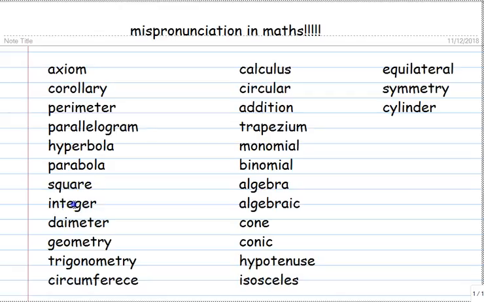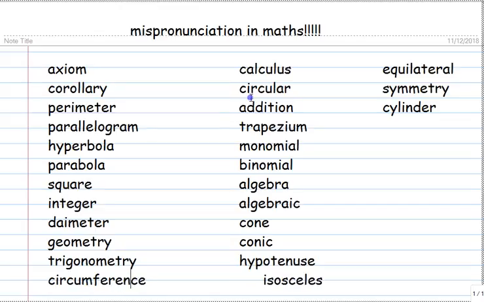Now over here, I know you must be knowing this one, but there is a problem in it: you put the wrong stress on the wrong syllable. It is not integer, but integer. Now this one over here is diameter. I already told that in one of my videos. Geometry, trigonometry. So let's move to this one. Now this is circumference.